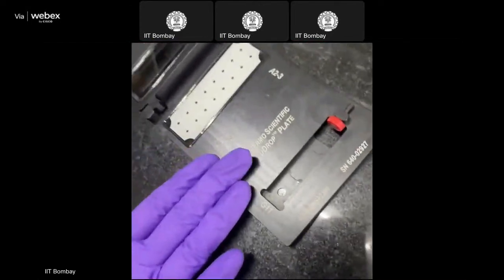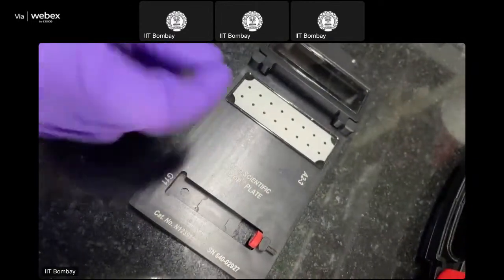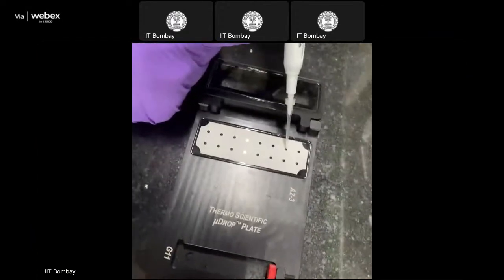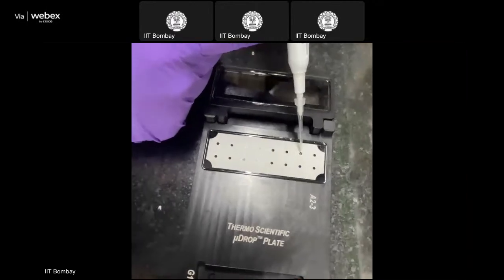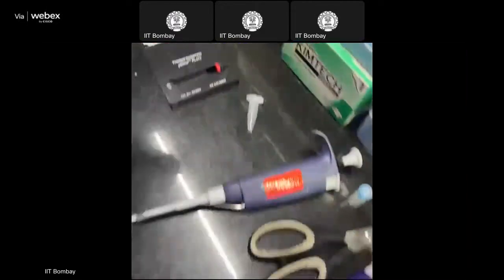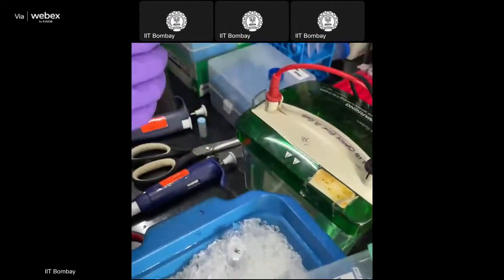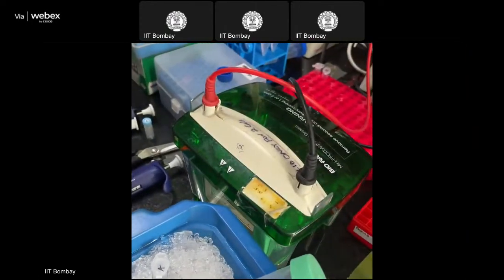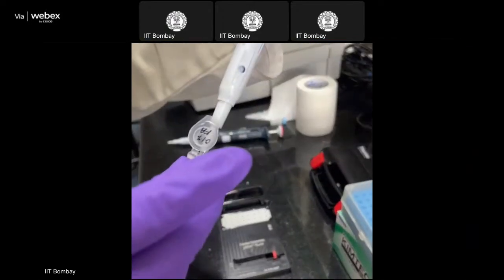We will place it on this spectrophotometer plate called mu drop. This is useful when we are analyzing very low volumes of samples, so in our case it is important. I am adding the sample like this. Similarly, I'll also add the FA water as my blank, because that is what we reconstituted the sample in.